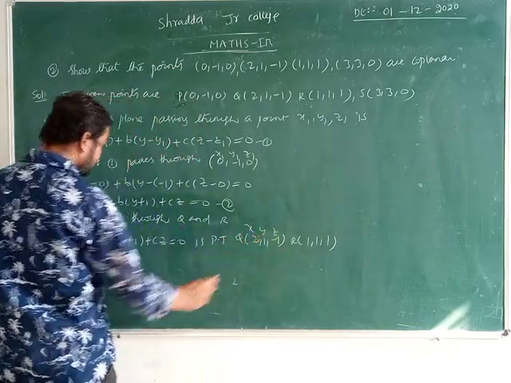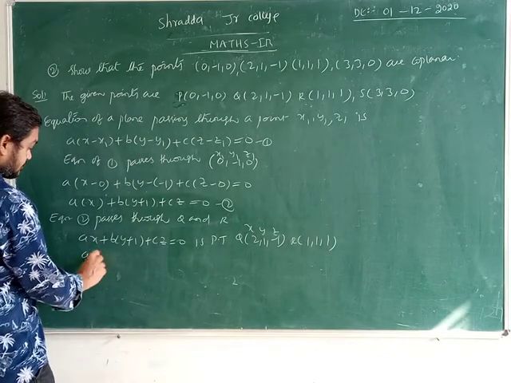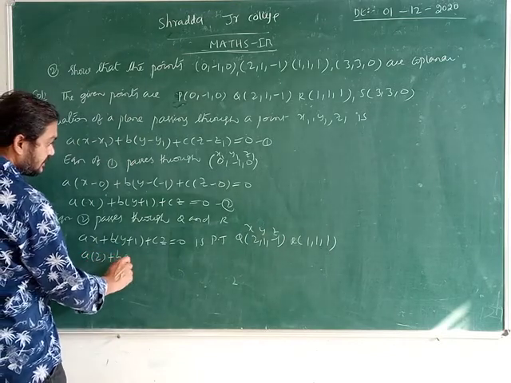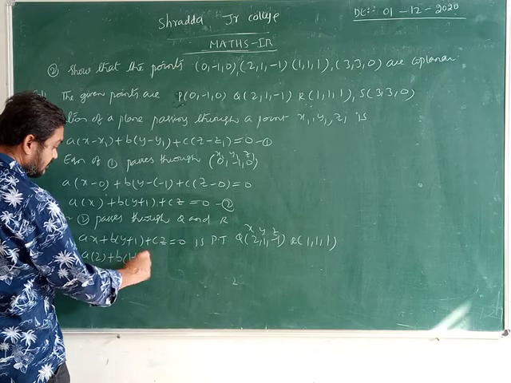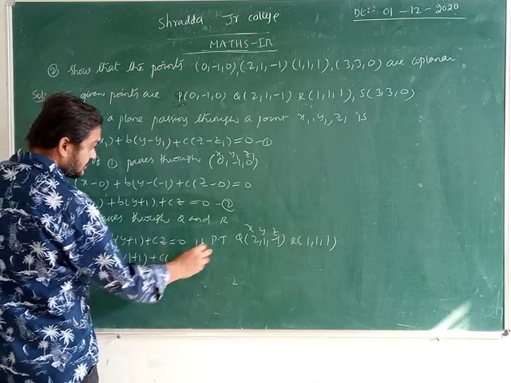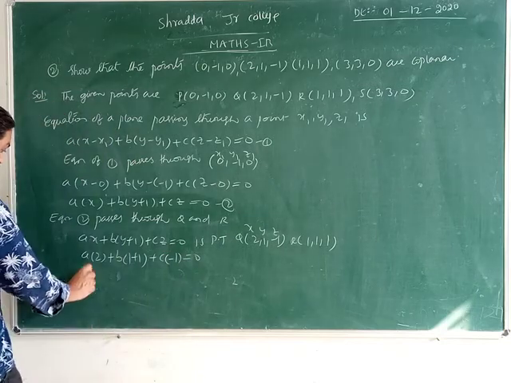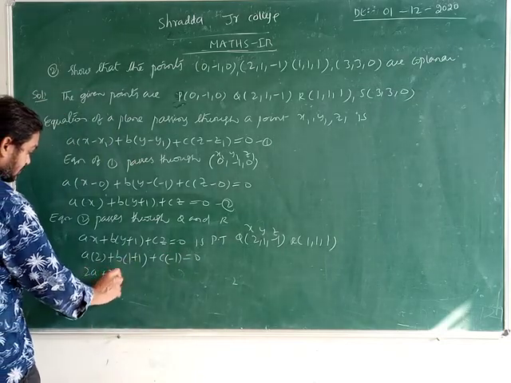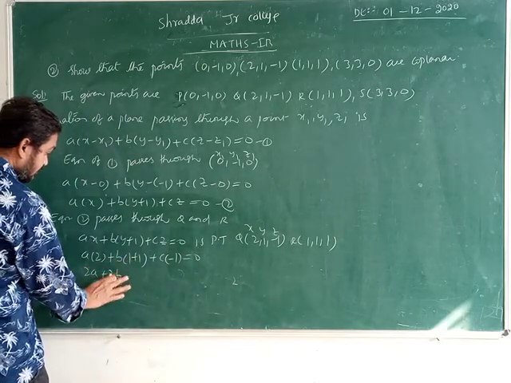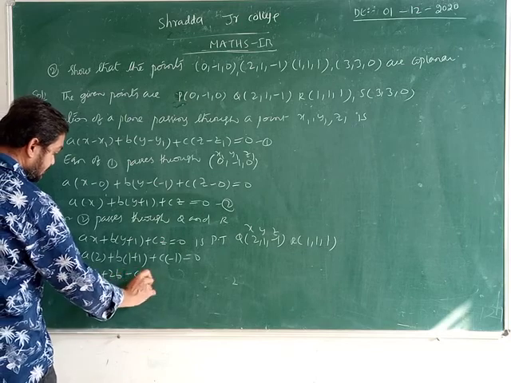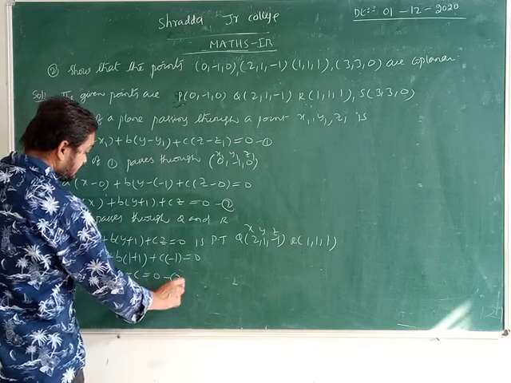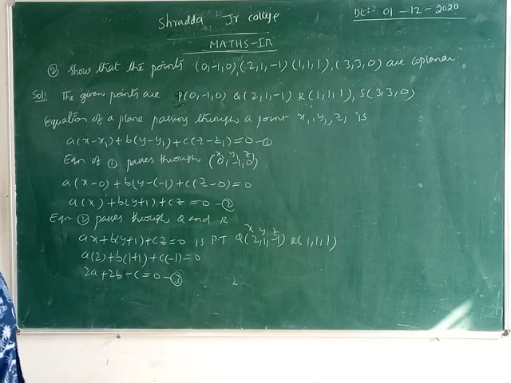So we take this as x, y, z. Now a into x means 2, plus b into y plus 1 means 1 plus 1, plus c into z means -1. So this equals 0. 2a plus 1 plus 1, that is 2b, plus into minus, that is minus c equals 0. Take this as equation number 3.